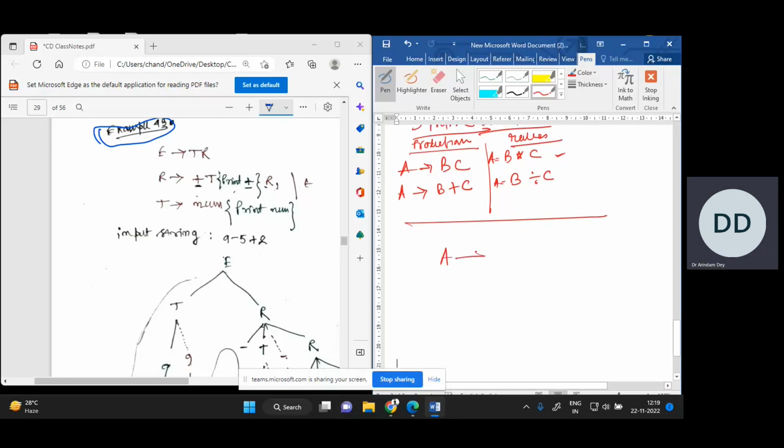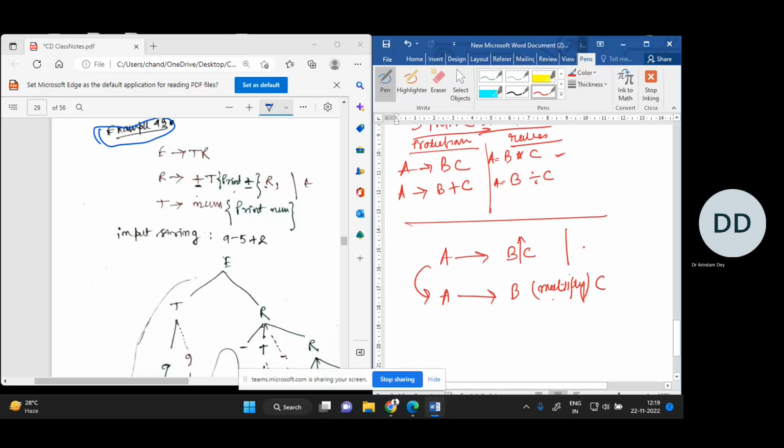For example, if I am writing A to BC, right? So here what I wanted to mean is that B multiplied with C, right? So I should mention that multiply here. Actually, here I will be writing in a modified way that A is producing B, here I will write multiply, C. So I am explicitly specifying what they are doing. I am not writing the rule separately; rather, I am embedding the semantic rule within the production. That is the difference between syntax directed definition and translation scheme.